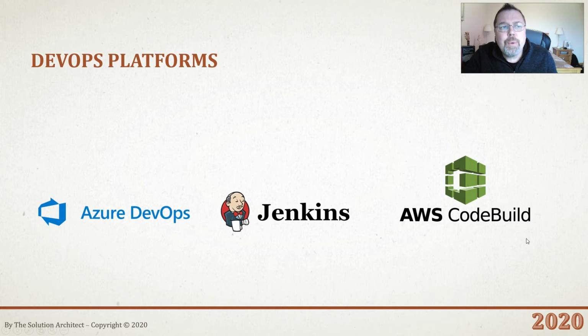There are a few DevOps platforms available. I'm only going to cover one or two. I'll probably cover Azure DevOps and Jenkins for you. I have not had hands-on experience with AWS CodeBuild yet, but these are the different platforms to build out your continuous integration and continuous deployment pipelines, which utilize different types of toolsets to be able to get to a fully automated pipeline.